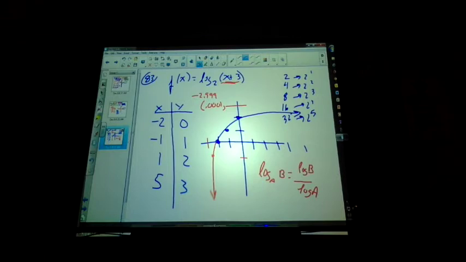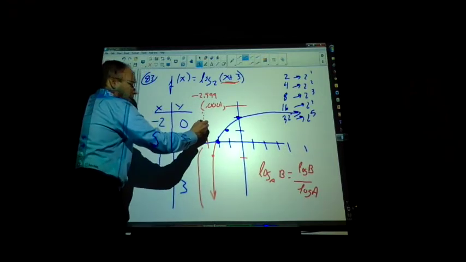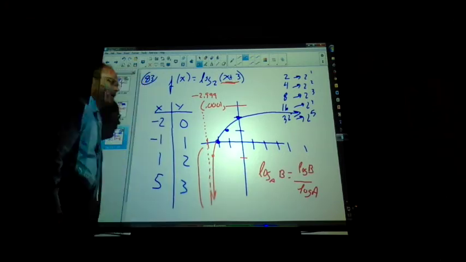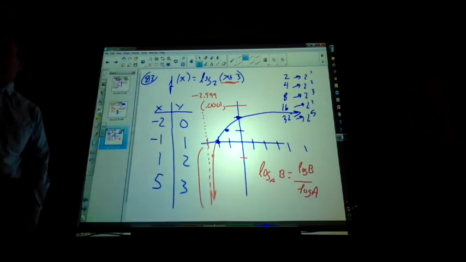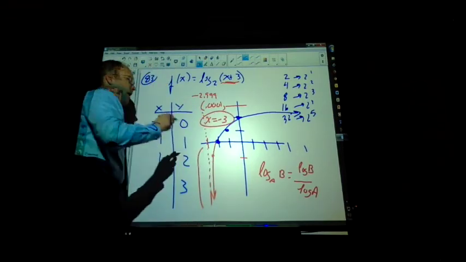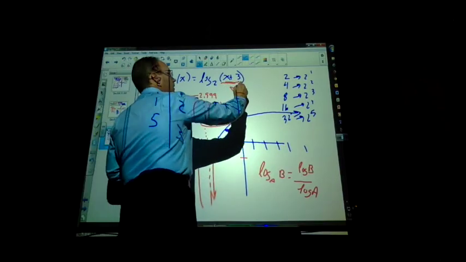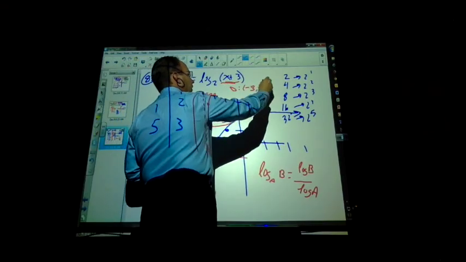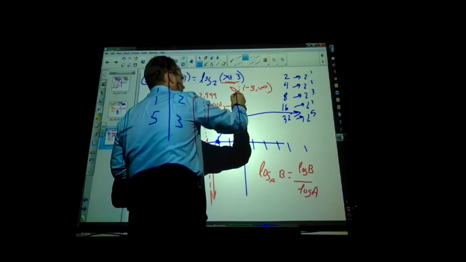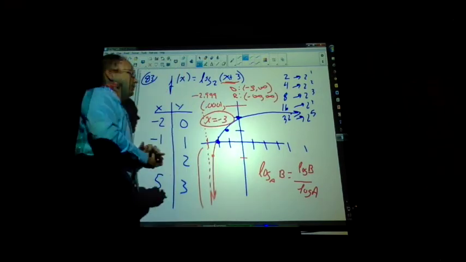So does the red exist or not? Does this portion of the graph exist? Yes. So what value do you think this is as a vertical asymptote? X equals negative 3. So my vertical asymptote is x equals negative 3. Okay? What is my domain of this function going to be? Negative 3 to positive infinity. And the range is going to go from negative infinity to positive infinity. There you go.